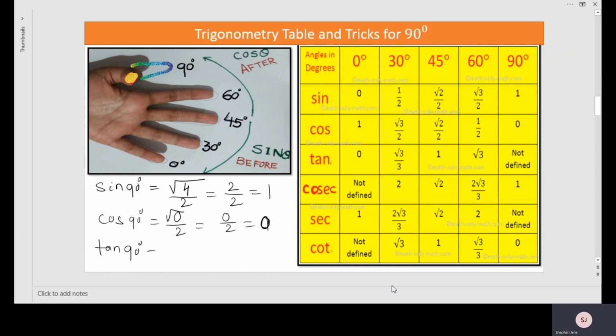Then tan 90 degree. Tan 90 degree is square root of before divided by square root of after. So square root of before 4, square root of 4 divided by square root of 0. So it is not possible. 2 divided by 0 is not possible. So not defined. Okay, you cannot define.